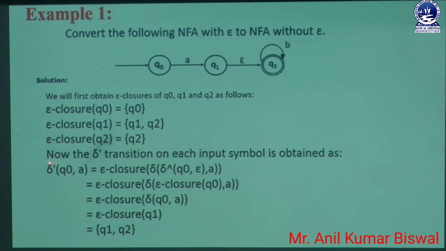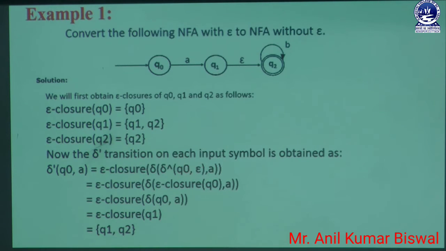Next we have the epsilon dash transition, which is an inverse transition on each input symbol, such as the transition of Q0 comma A. That means we are using state Q0 with input symbol A. Here we describe its epsilon closure properties: the epsilon closure of the transition taken through Q0, then epsilon.